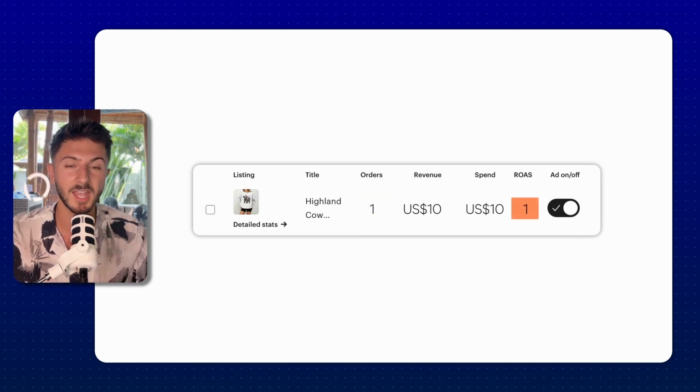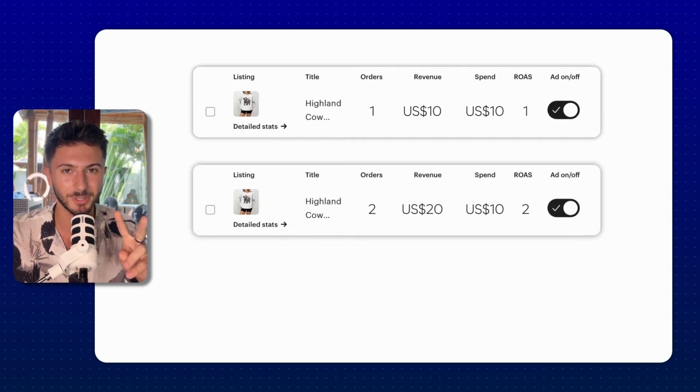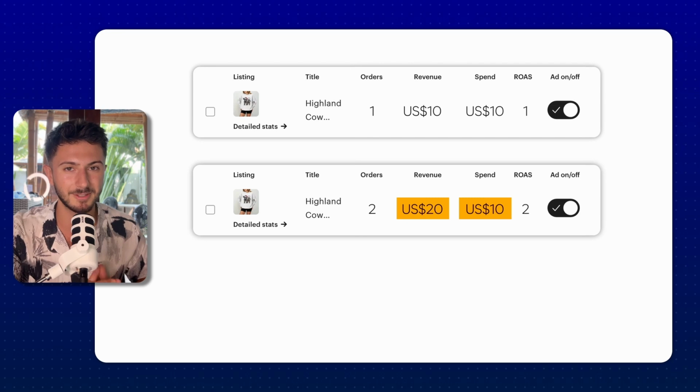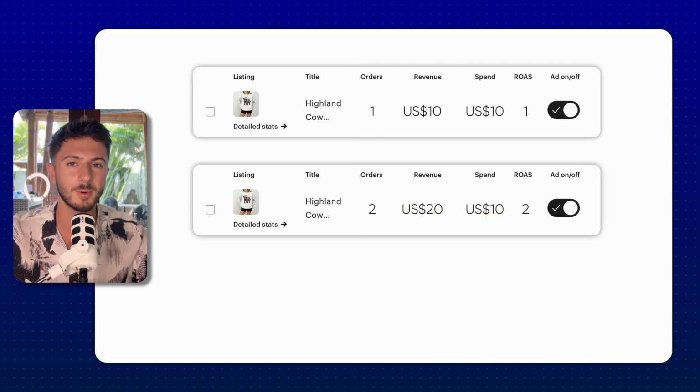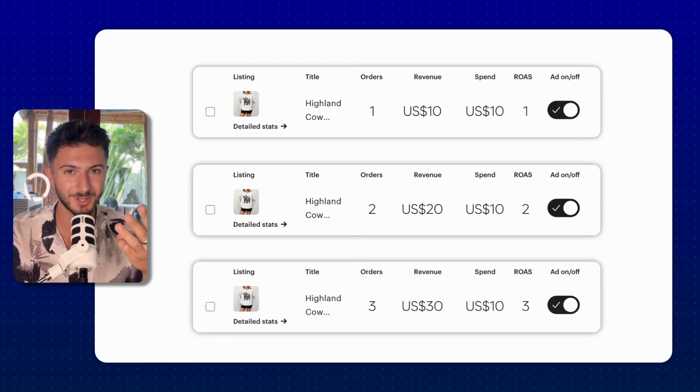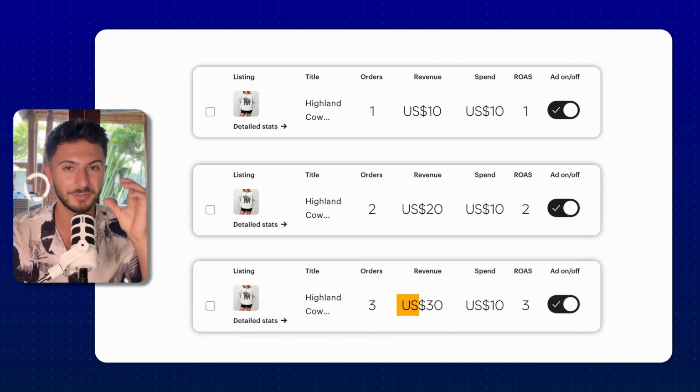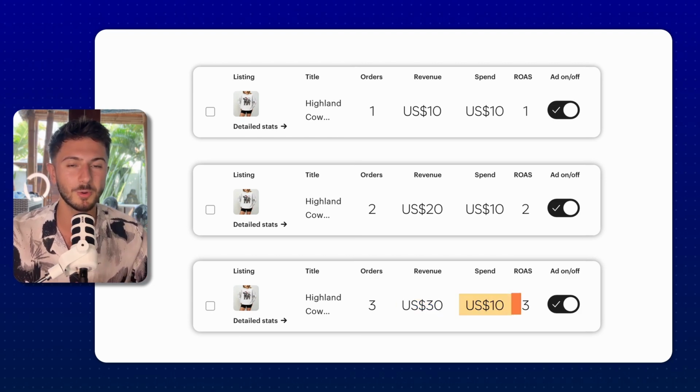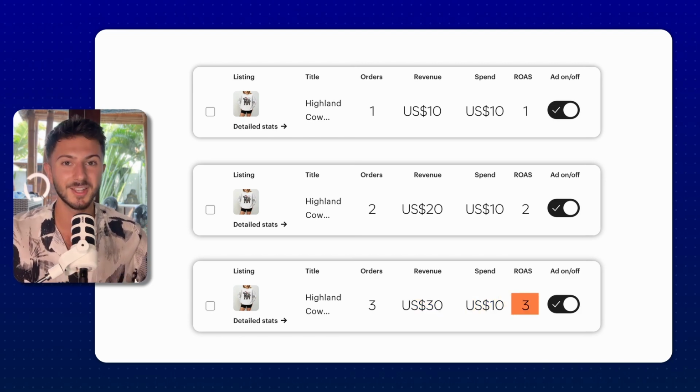So 1 to 1. If you end up selling 2 of those products, so $20 in revenue, for the same ad spend of $10, then this will give you a ROAS of 2. So $20 return for $10 ad spend. Again, if you sell 3 of those products and get a revenue of $30, by still spending the same $10, this will give you a return on ad spend of 3. So $30 revenue and $10 ad spend.